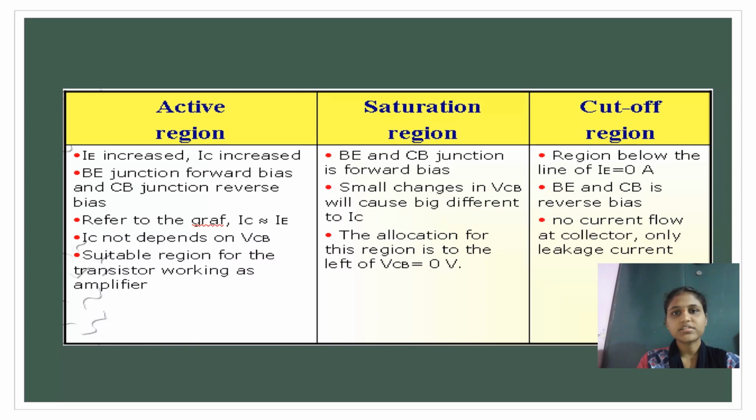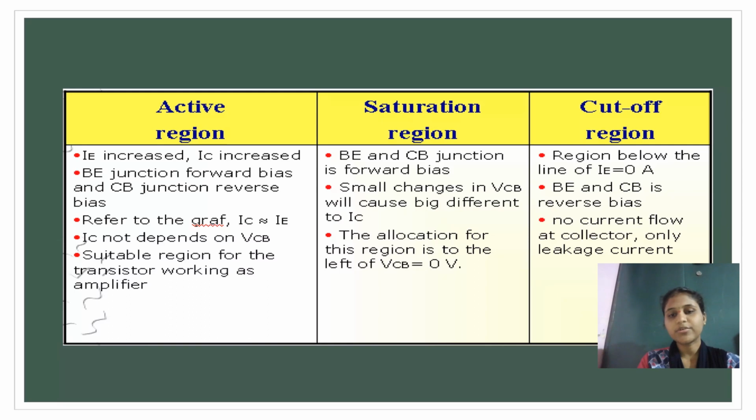Now let us discuss about active region. IE increased and IC also increased. BE junction is forward biased and CB junction is reverse biased. Refer to the graph: IC ≈ IE. IC does not depend upon VCB. It is the suitable region for the transistor working as amplifier.